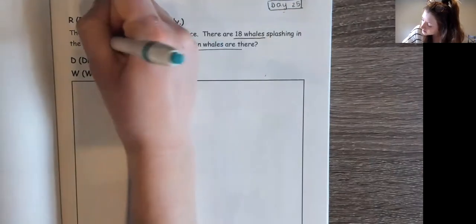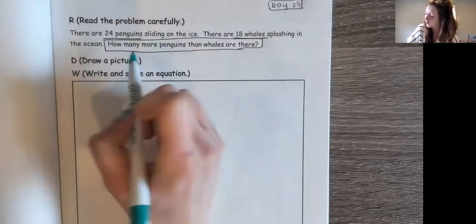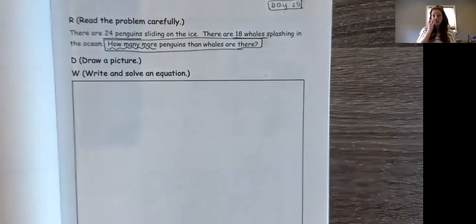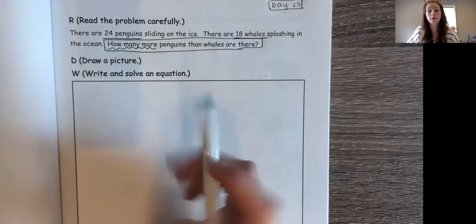Now, this I know is a comparison problem, right? Because it's comparing how many more penguins there are. I'm going to underline this part: how many more penguins than whales are there? So I know that there are going to be more penguins than whales. So I have to compare to figure out how many more there are.